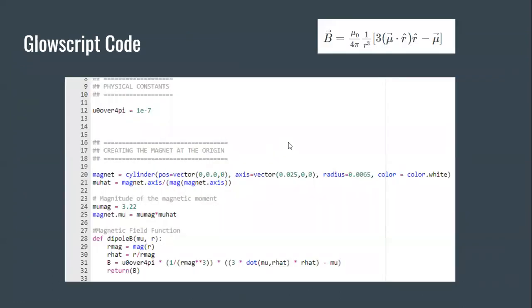For my GlowScript code, you can see it here. This is the equation we utilized for the magnetic field. It's very similar to the Biot-Savart law, just with some r hat and mu hat utilized in order for it to work with the GlowScript model. We have our physical constant up here, and then the magnetic field B was defined over here exactly how it's written up on top. I also defined the mu that I found in my physical experiment to be 3.22.